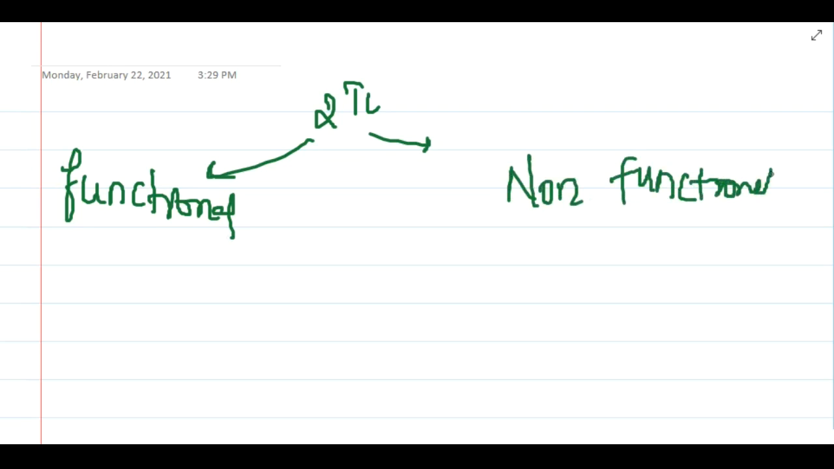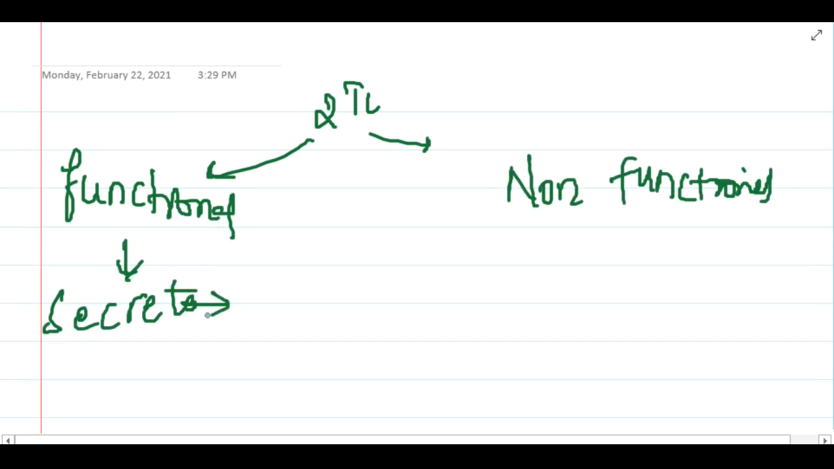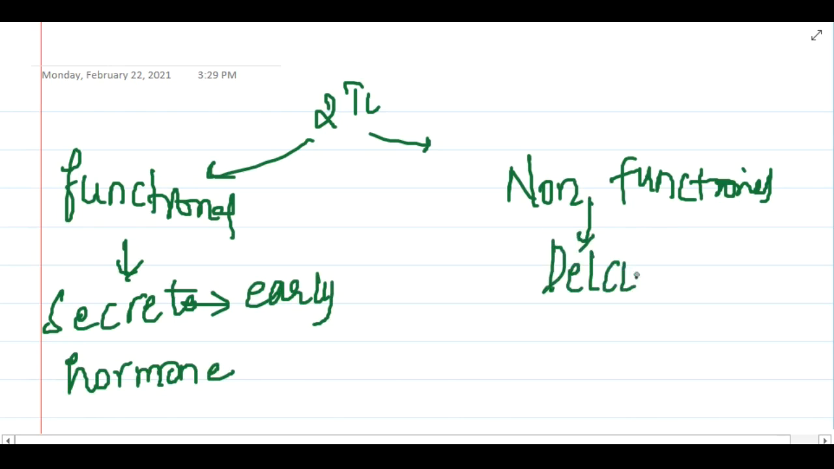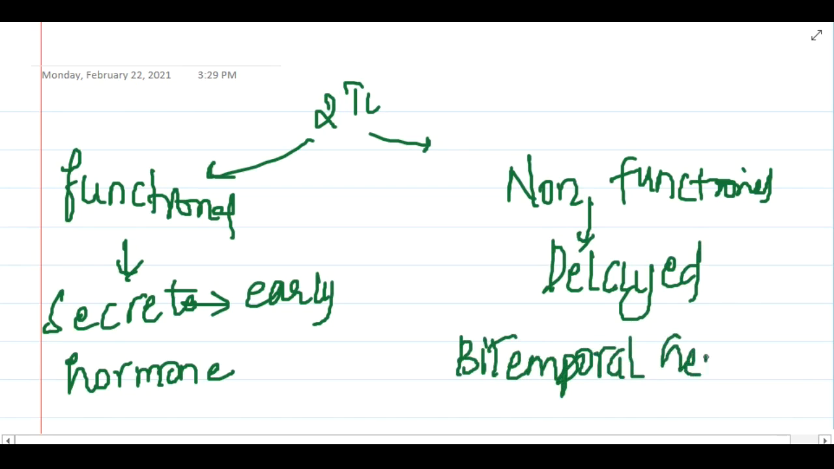In functional pituitary adenoma, it will secrete hormones, and because of this hormone secretion, you will see that the presentation of functional pituitary adenoma is early, whereas non-functional or non-secretory pituitary adenoma has delayed presentation. Sometimes it might present directly with bitemporal hemianopia due to compression of the optic nerve by the pituitary adenoma tumor. Right? Next.